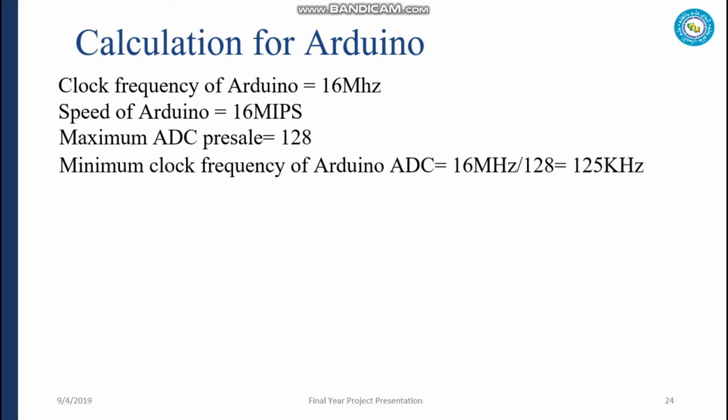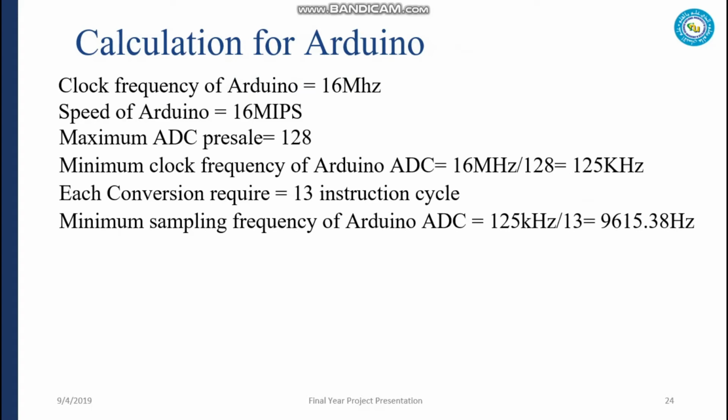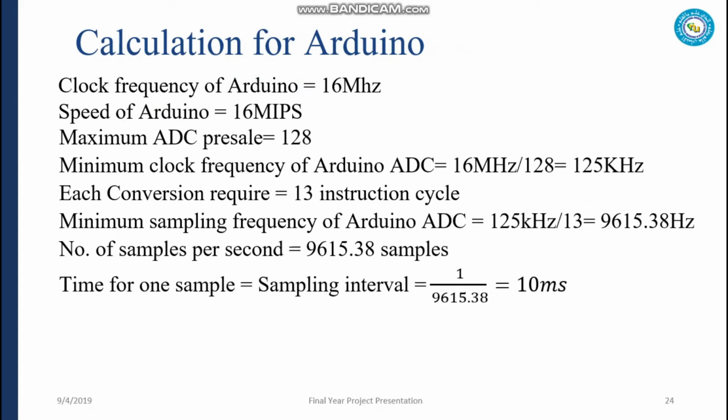So the minimum clock frequency of Arduino, given that in Arduino each conversion takes 13 cycles, becomes 9615 Hertz. This means that in 1 second 9615 samples are there. Then the time budget will be 10 milliseconds.